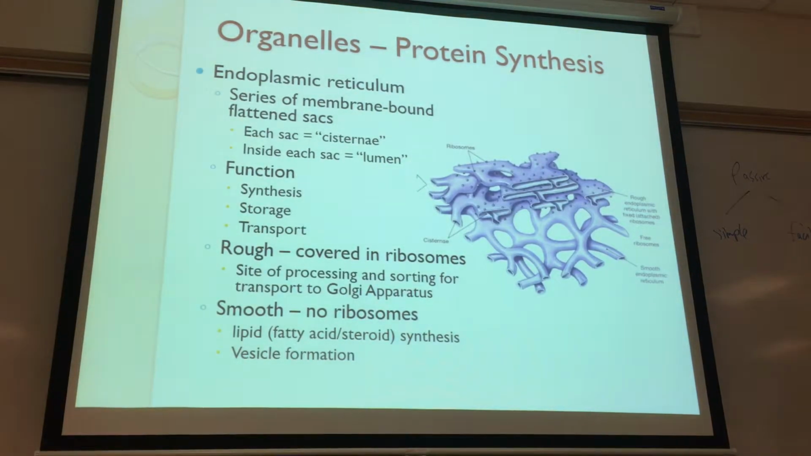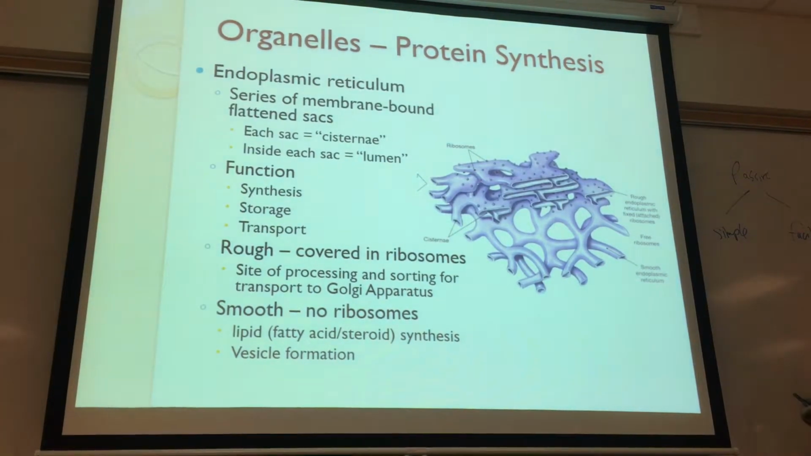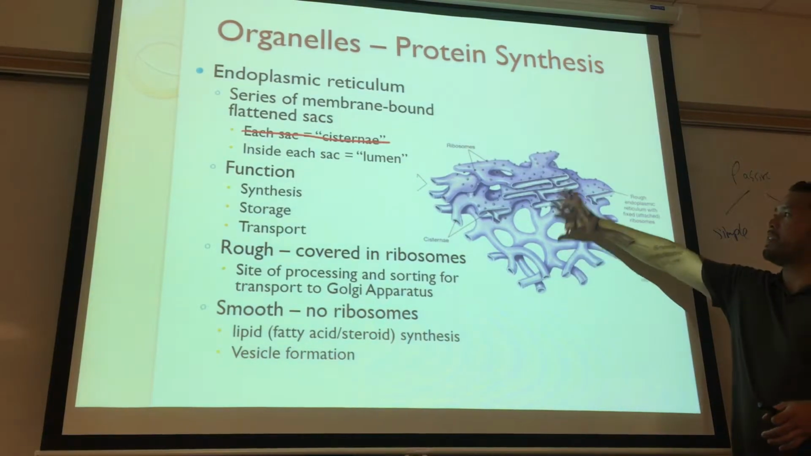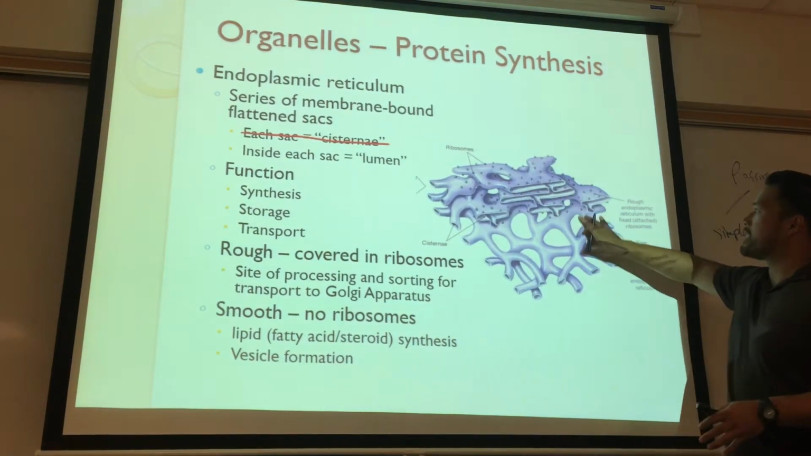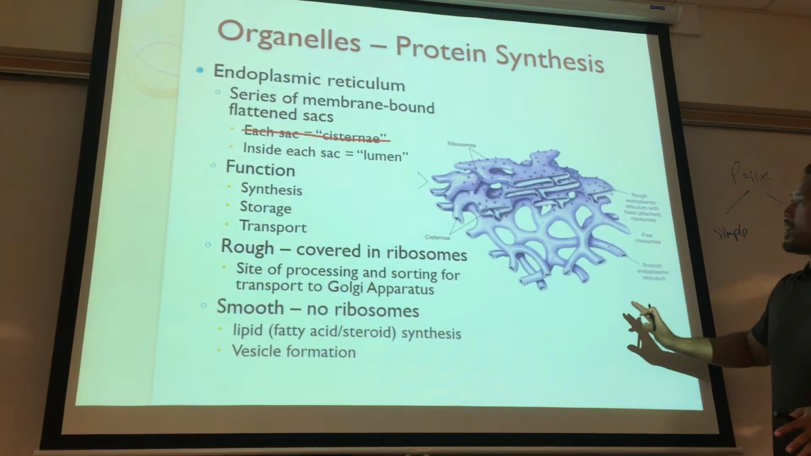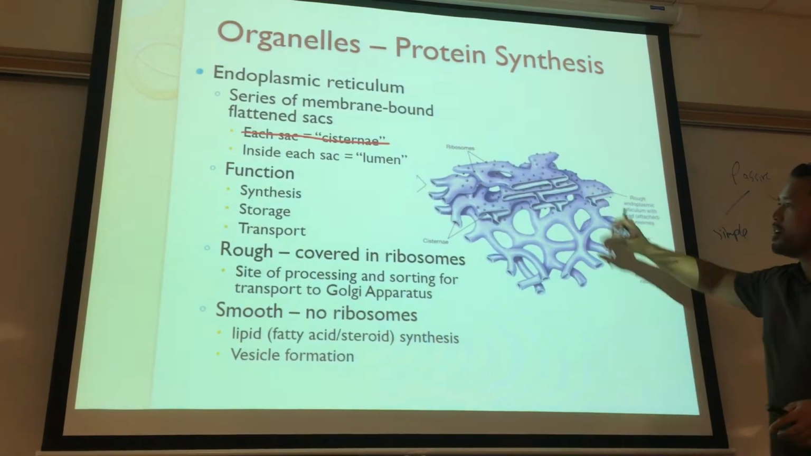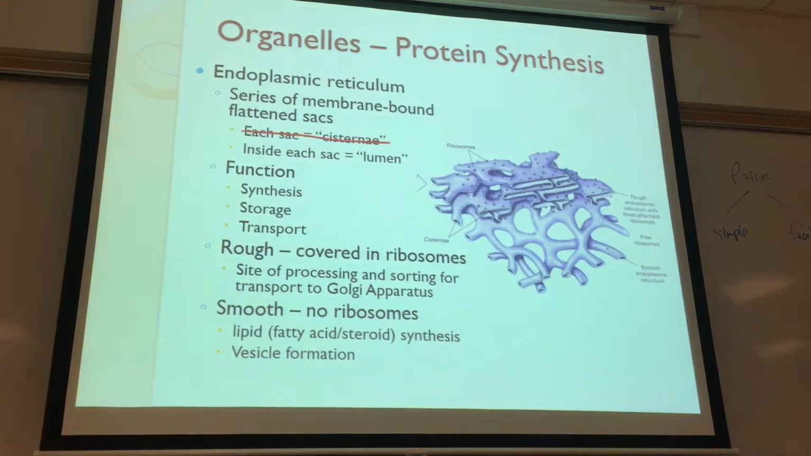Now, the endoplasmic reticulum is the next stop. And don't worry about these terms as sister name. The endoplasmic reticulum is a series of membrane-bound flattened sacs. And what do I mean by that? It's basically another highway that's the next stop in the protein synthesis chain that is geared for the synthesis of the proteins, the storage of the proteins, or the transport. So these three main portions.